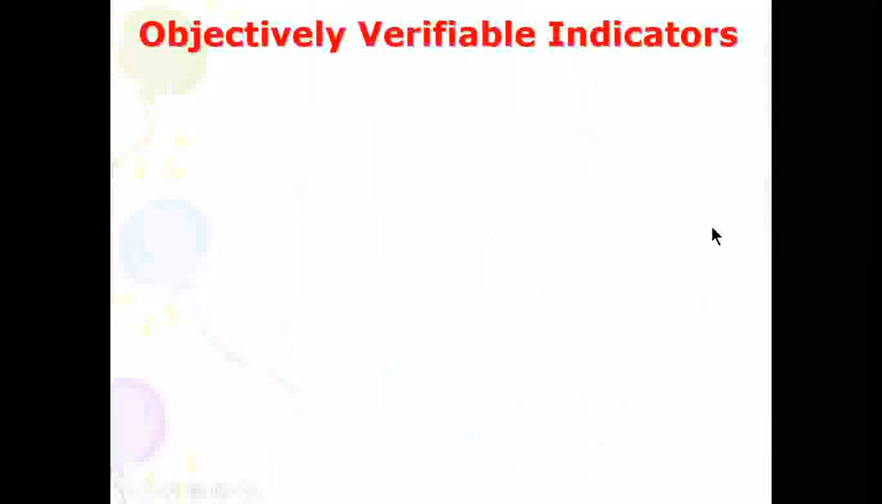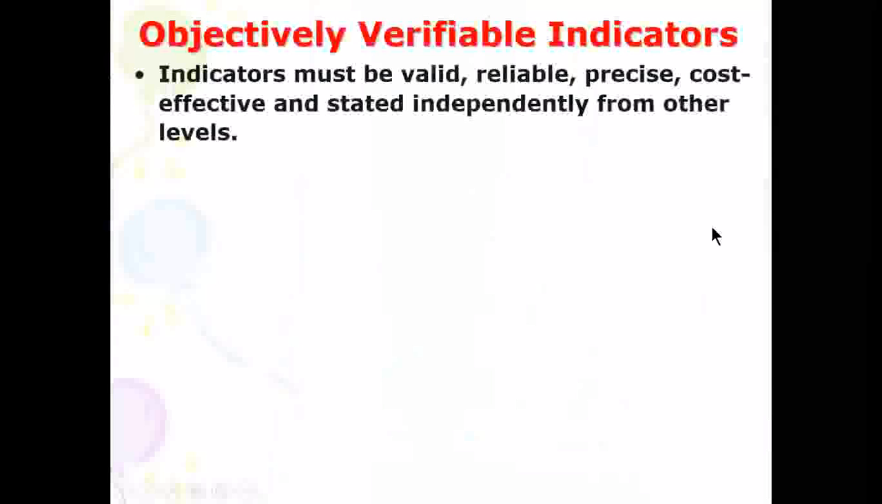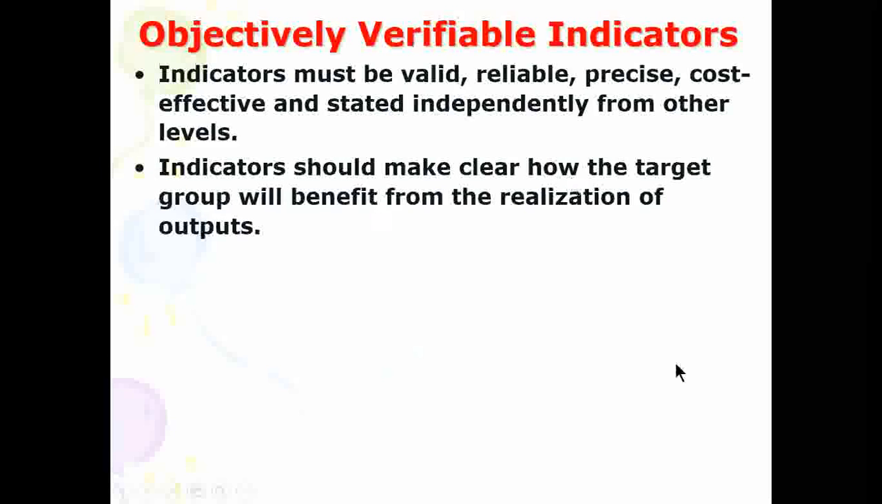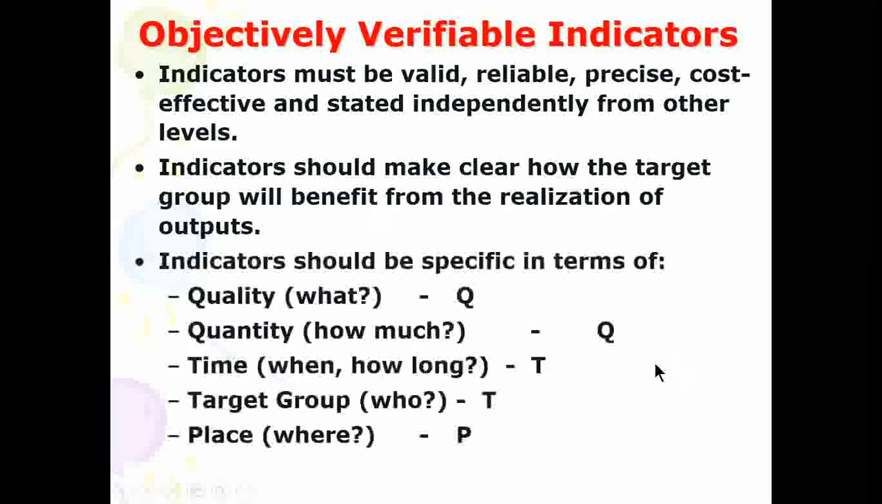so objectively verifiable indicators. Indicators must be valid, reliable, precise, cost-effective, and stated independently from other levels. So indicators should make clear how the target group will benefit from realization of output. Indicators should be specific in terms of one, quality, that is the what, two, quantity, how much, time, when, how long, target group, who, and the place, where. So it's QQTTP, that's the arrangement.